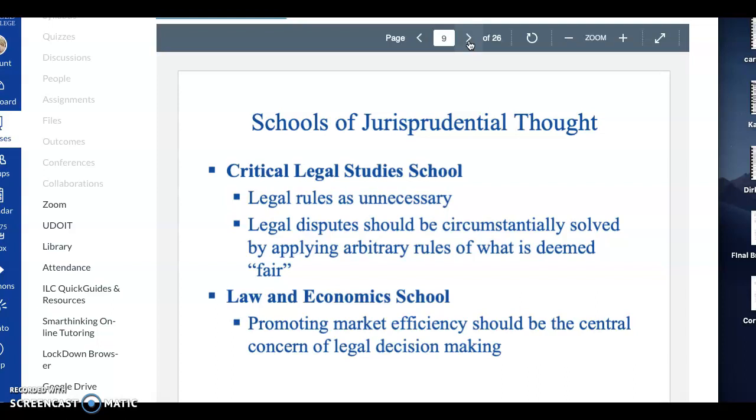And then the economic school. So promoting market efficiency should be central to making a legal decision. Is that good for our economic society? You could argue that our society now is very similar to that, where we get a little bit away from morality and more about the economic side of it.